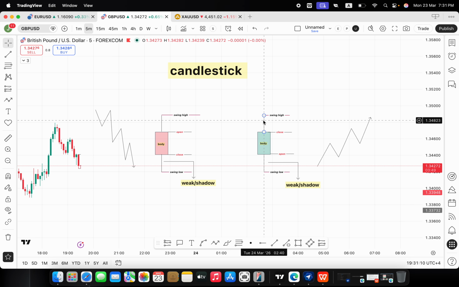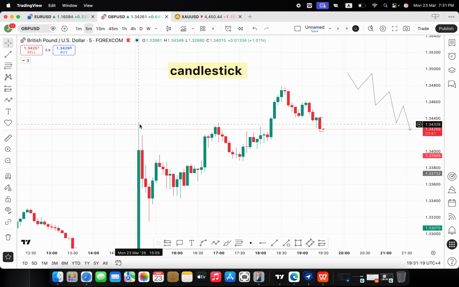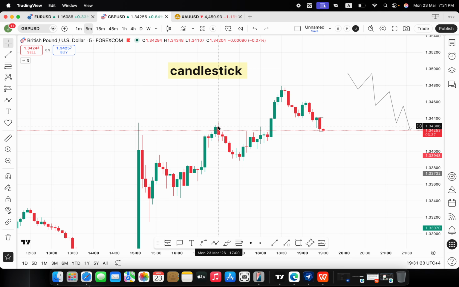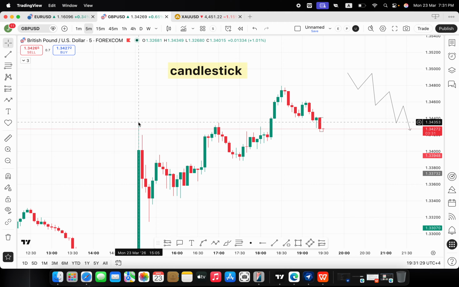Now, why do we call these wicks? These candlesticks here, why do we call them wicks? You can call them a shadow or a wick. Now, why they are called wicks is this. Take a look at this. You can see these things, right? Not that they are not effective. They are very effective. That thing can just blow your account. But this is why they are called shadow.